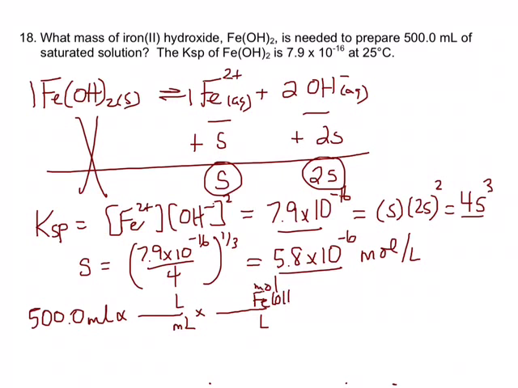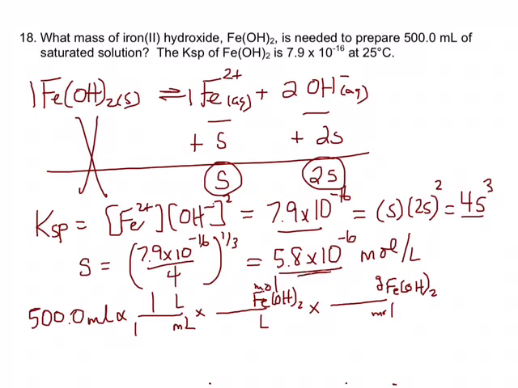Now you might wonder, how are we going to do that? Well, the solubility is 5.8 times 10 to the minus 6 moles of iron hydroxide per liter. So that will be the solubility of the salt. And then we'll get rid of moles of iron hydroxide, and we'll switch to grams of iron hydroxide. And of course, that's the molar mass of the iron hydroxide.